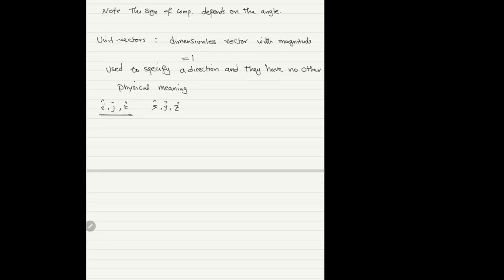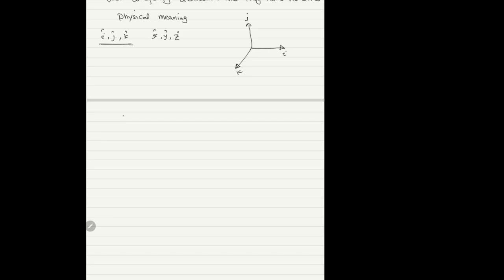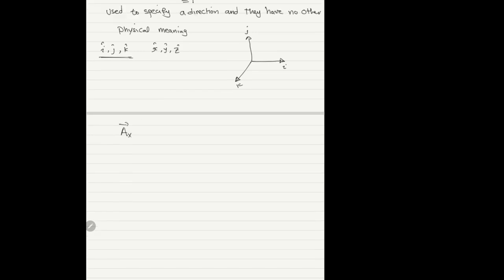Now, the i, j, k unit vectors have magnitude 1, and i is directed towards the x axis, j towards the y axis, and k towards the z axis. Remember, they are perpendicular to each other. Now, back to the vector components. Rather than writing AX this way, we can write it as AX i hat, AY equals AY j hat, and AZ equals AZ k hat if we have a z direction. So A can be represented as AX i, AY j, AZ k.